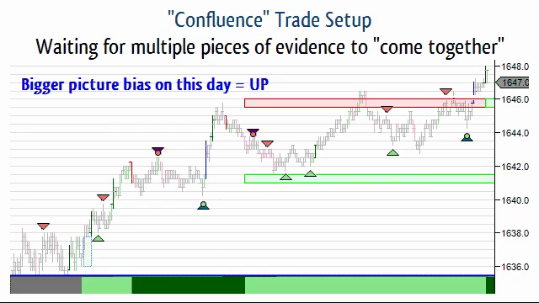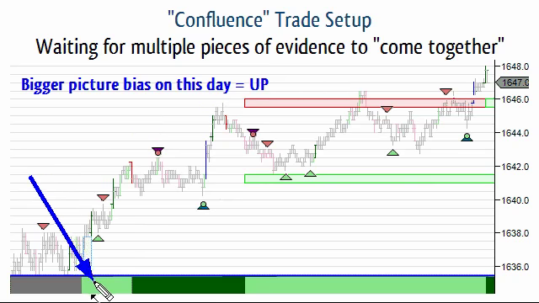And that's really what it's all about, putting the probabilities, putting the odds, putting the edge in your favor. So just for example, and this is generic, there's a lot of different ways to do this, but in this case, our bigger picture bias heading into the day was up, so all things equal, we'd rather be on the long side.